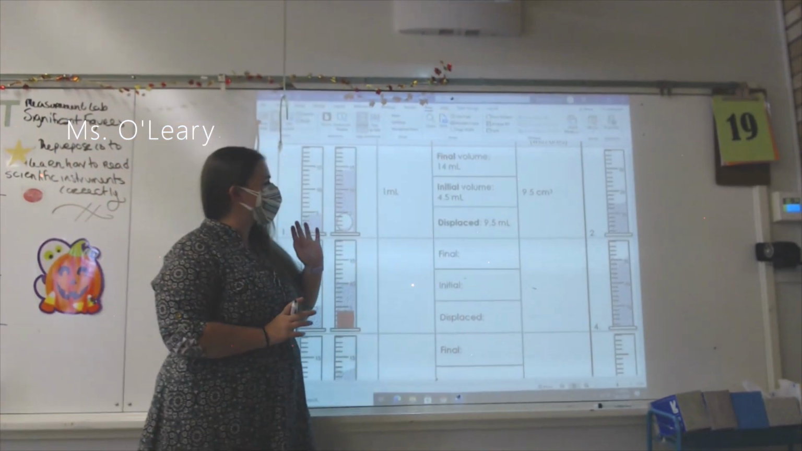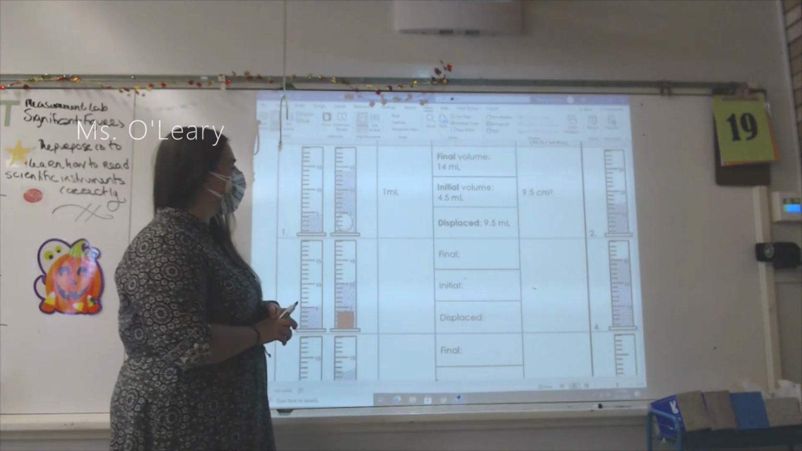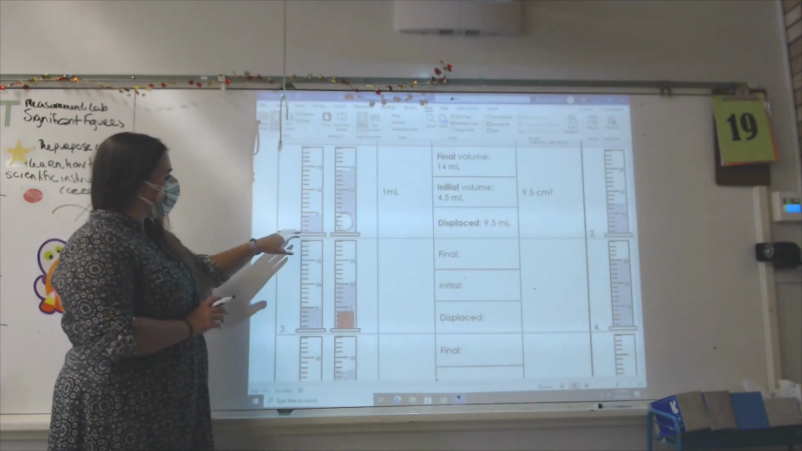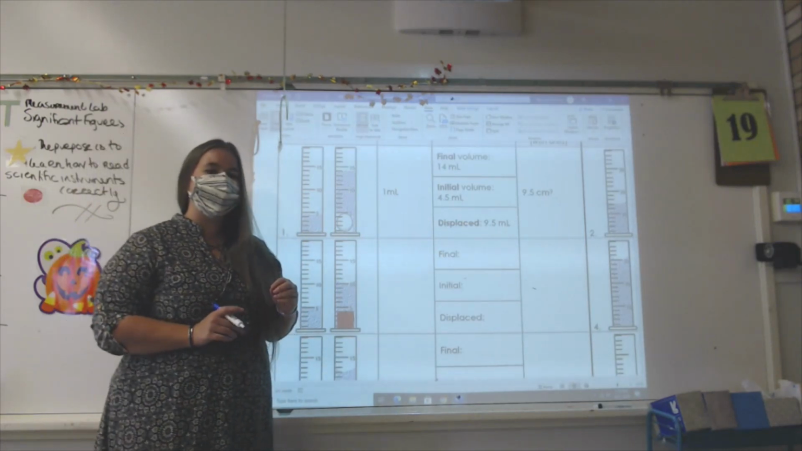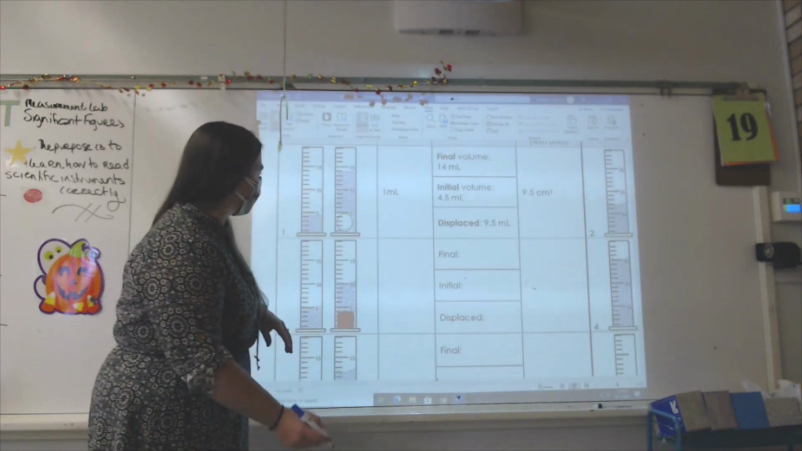Alright, so like Mr. Muir showed us, now you guys are going to have a chance to practice with a paper lab. You're going to find volume by water displacement looking at a bunch of different graduated cylinders. For this first example here, Mr. Muir's graduated cylinder had increments of 1 milliliter. But when we're using different types of graduated cylinders, we need to check the increments.